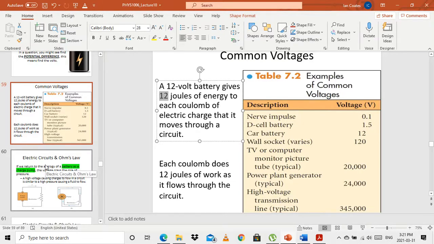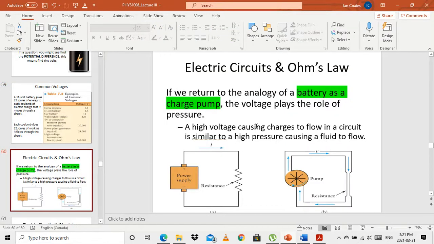We've got some questions here that I'll show you. If we return to the analogy of a battery as a charge pump, the voltage plays the role of the pressure. It's the difference, the potential energy, the top of the waterfall. A high voltage causing charges to flow in a circuit is similar to a high pressure causing a fluid to flow. So here I have my pump with water, and if I increase the voltage, if I increase the pump, the water's going to start kicking.